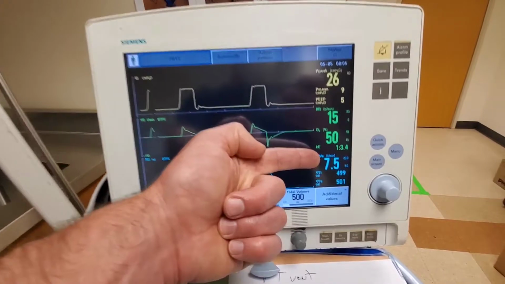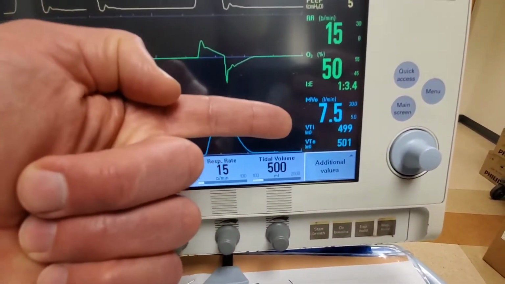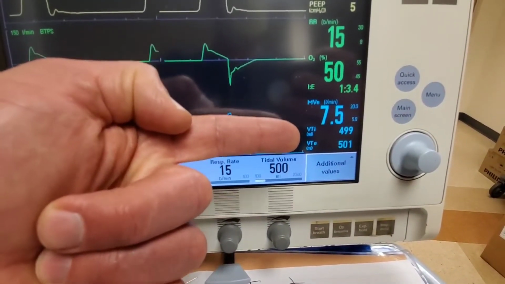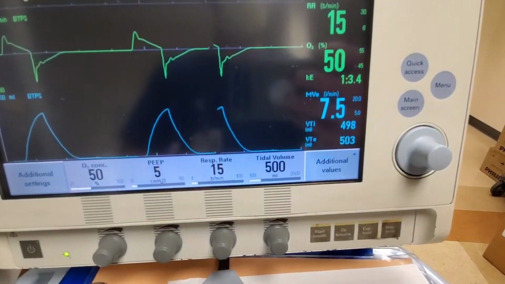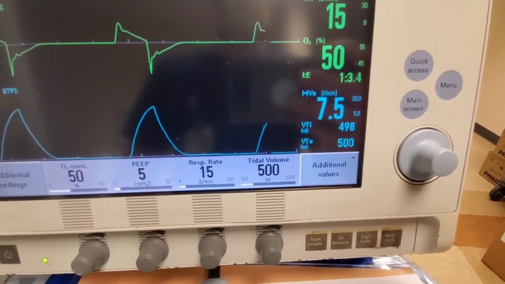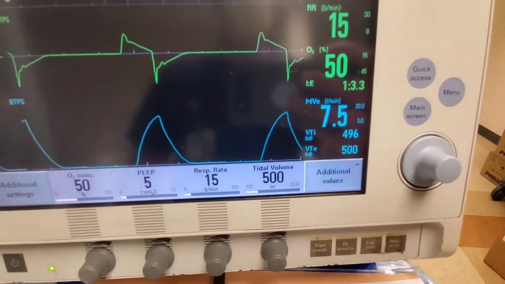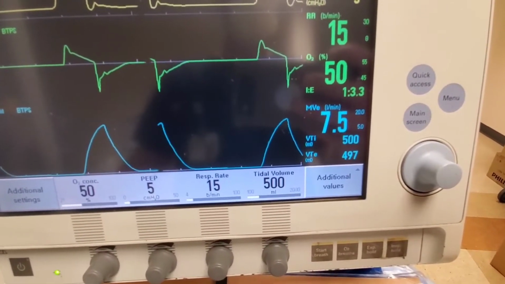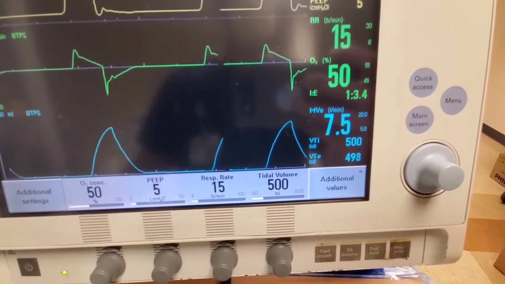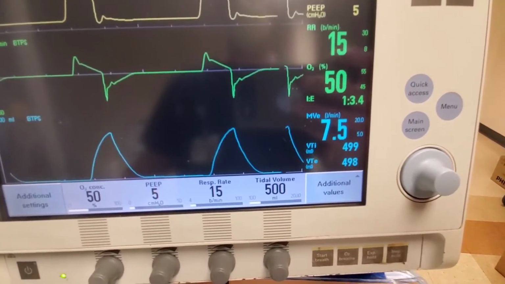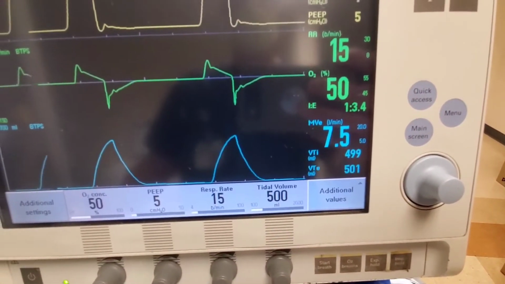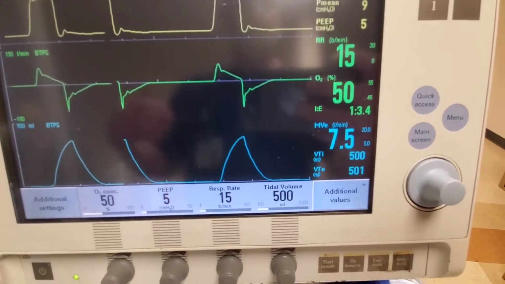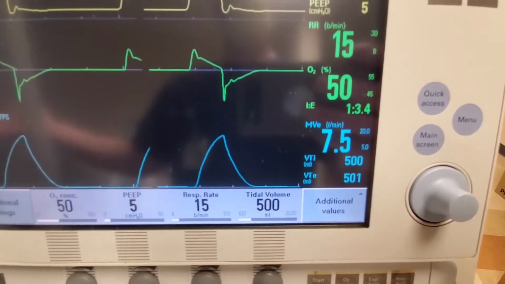That's the minute volume. And if we come a little closer, we have inspired and expired tidal volume. Generally, we want to see those look the same. If the expiratory tidal volume was, say, 0, while the inspiratory was 500, we could assume that something's wrong. A disconnect, a hole somewhere, whether it be in the lung or the tubing.